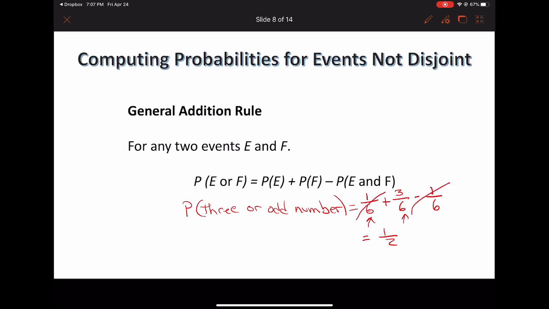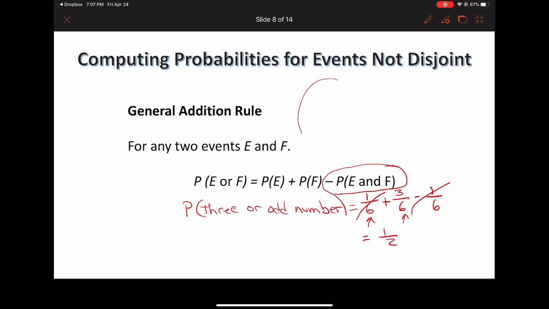It is not always going to be the case that you cancel the whole thing out. In fact, we're going to do an example in a second where you don't. But my probability of rolling a 3 or an odd number would be 1/2. So you add them together and then you subtract the overlap. You subtract where they overlap.